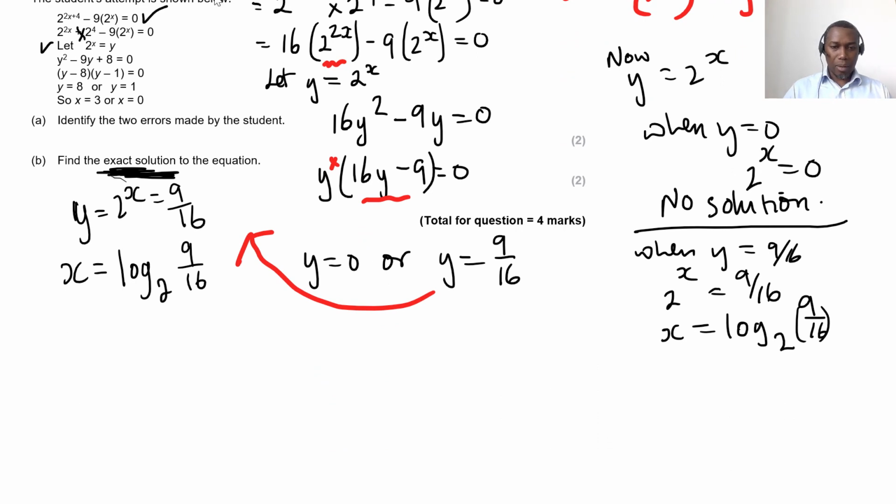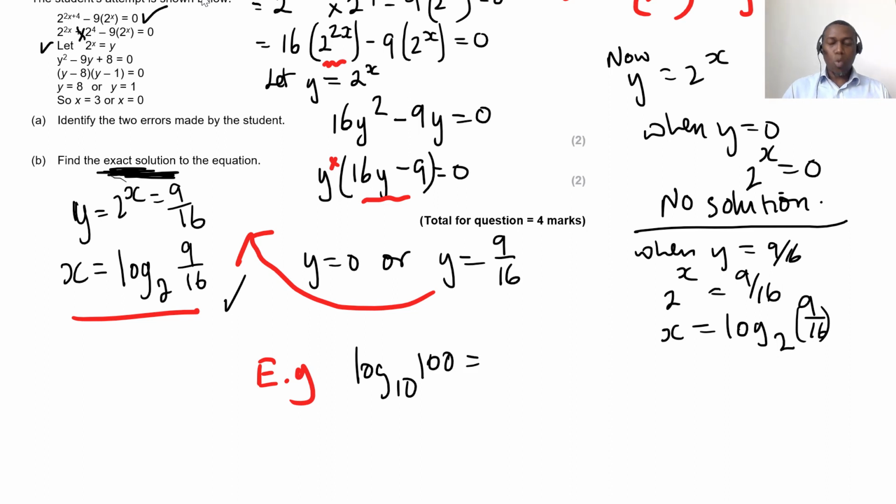Examples of logarithms, and why that is our answer. That's your exact value. If I put log base 10 of 100, if you were to work that out, that's 2, because log base 10 of 100 is saying: what power do I raise the base 10 to, 10 to what power will give me 100? That's what the logarithm finds.